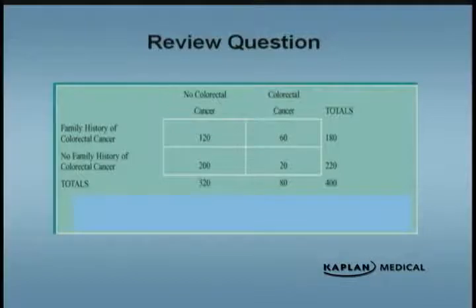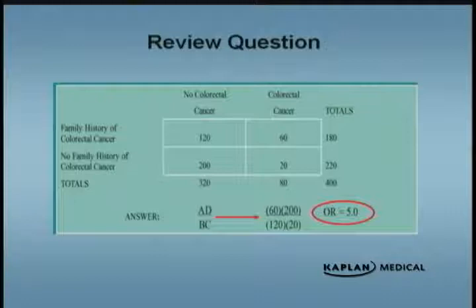And so the odds ratio is calculated as 60 times 200 divided by 120 times 20. What you get, if you actually sit down and do the math all the way to the end, is an odds ratio equal to 5. Now, first of all, very often on the exam, simply setting up the problem is sufficient. That is, if you got 60 times 200 divided by 120 times 20, that would be enough to pick your answer out of the answer choices given.